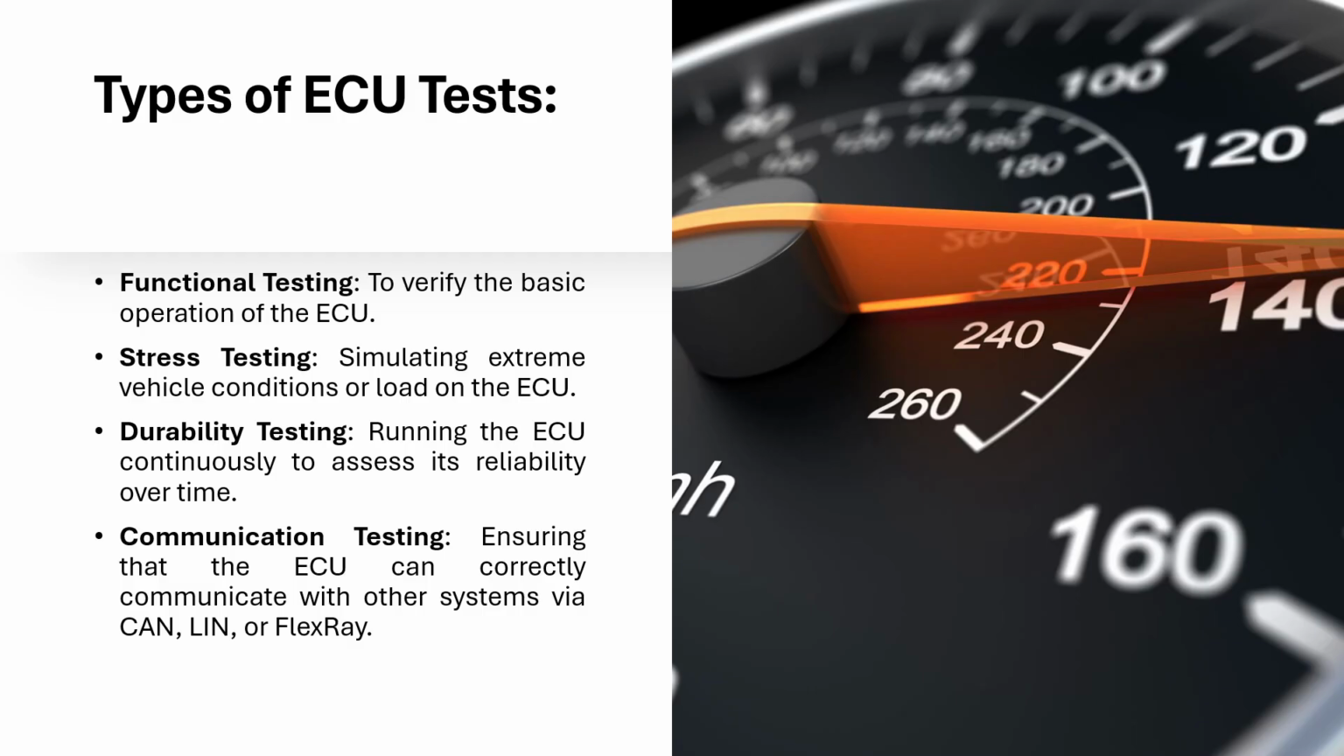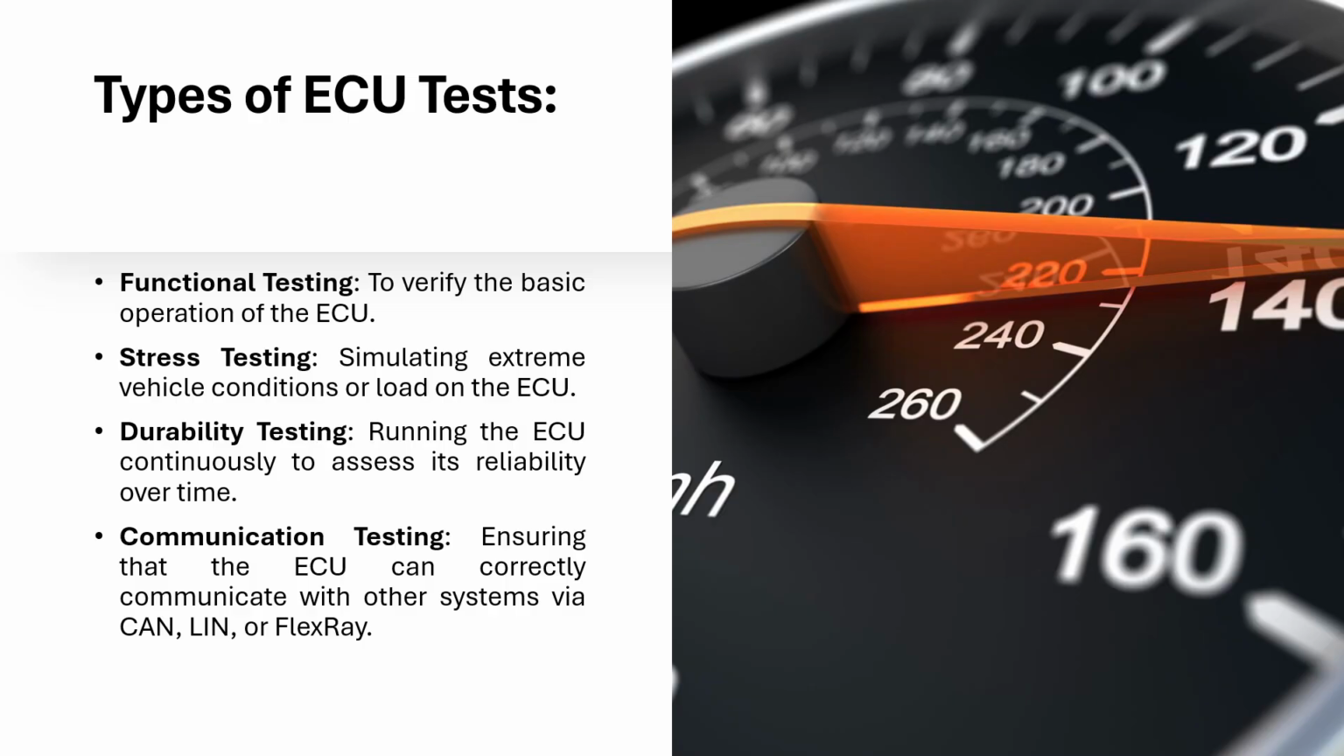Types of ECU testing. So using those hardware tools, what types of testing can we employ? Functional testing, stress testing, durability testing, communication testing. These are the different types of testing carried out on the ECU before deploying it into the actual vehicle system. Functional testing is used to verify the basic operation of the ECU, whether the basic operations are intact and going on well or not.